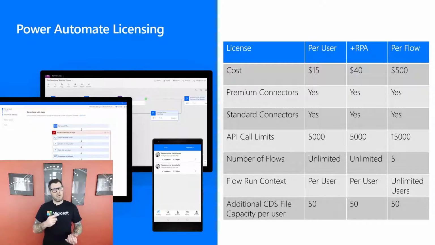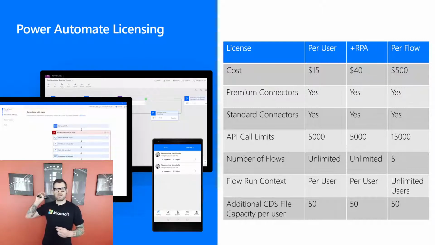So with Flow, per user, you're paying $15 per user per month. That means that each user that is licensed gets the capability and capacity to actually build out their own flows. One of the big points to make here is that when you buy RPA, you pay $40 per user per month, but then you get the attended RPA functionality with that.